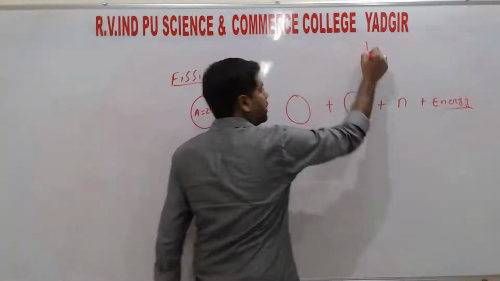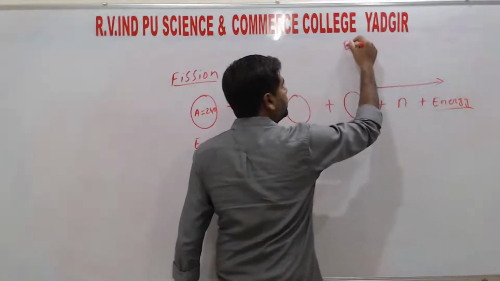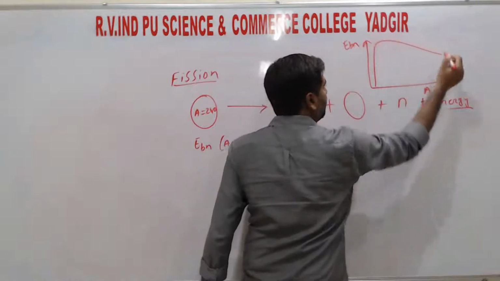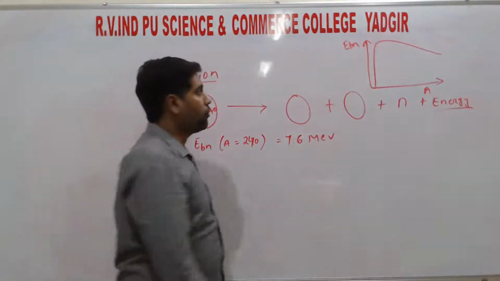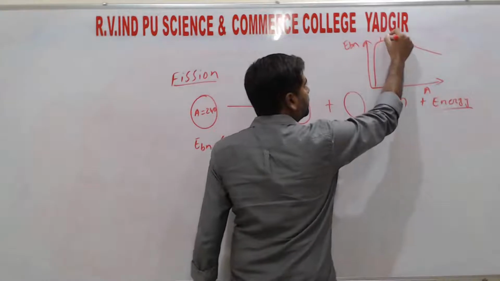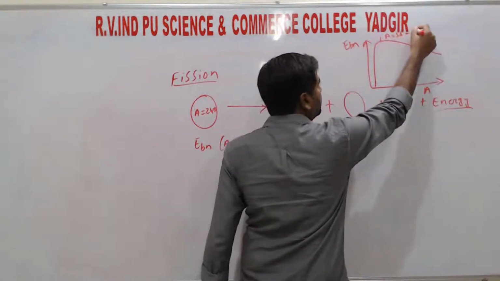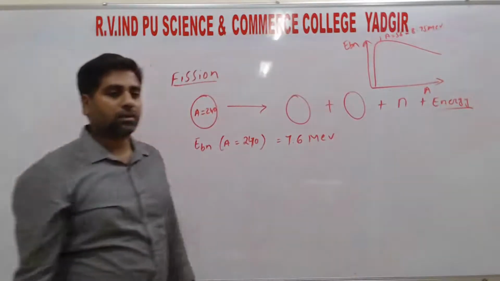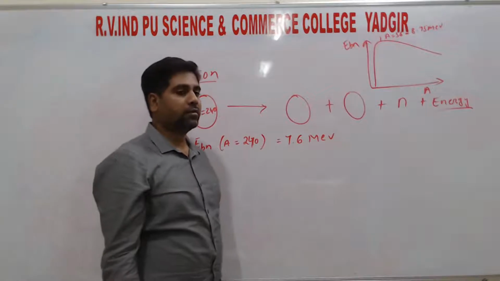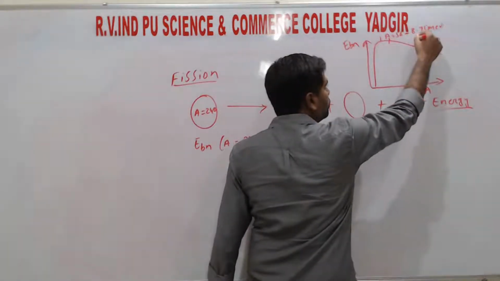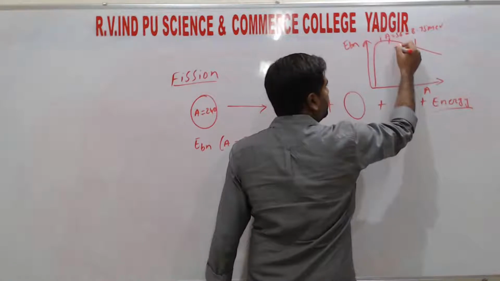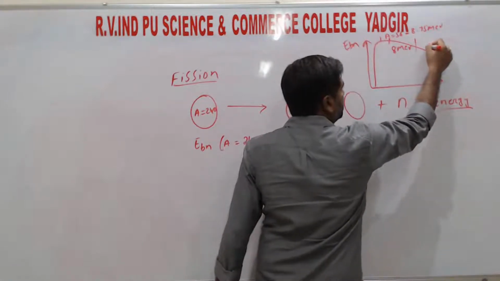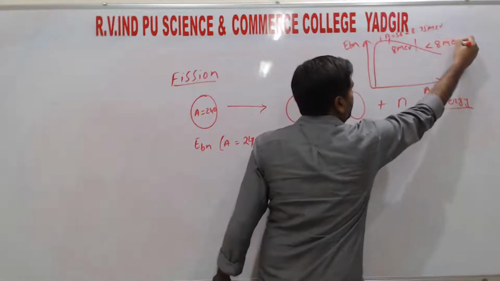This we observed from the graph, that is EBN versus the mass number A, right? So here we get the graph like this. The maximum is at A equals 56, that is 8.75 mega electron volt. For almost from here to here we have a constant value, around 8 mega electron volt. After that it decreases, that is less than 8 mega electron volt.